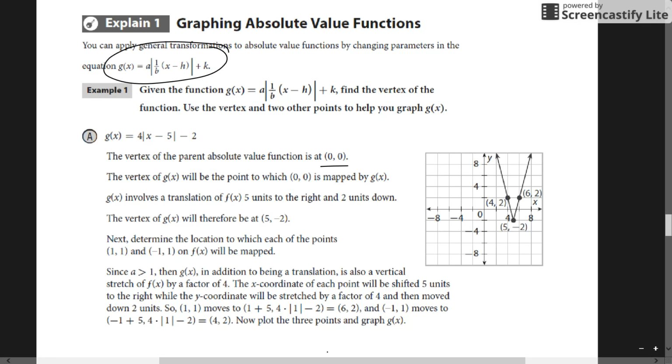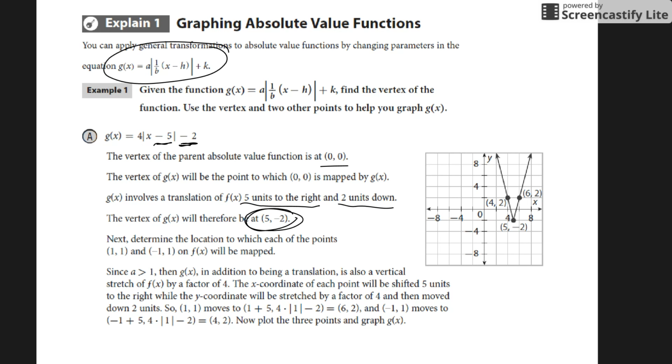Now I'm going to look at my equation here because it's telling me how the graph is moving. Since we have that -5 inside the absolute value, that's telling us we've got a translation of 5 units to the right. Remember that the horizontal movement is kind of opposite of what we'd think. So that -5 is telling us we're moving to the right. And then the -2 outside the absolute value is telling us we're moving 2 units down. So if our vertex was originally at 0, 0, we're moving it 5 to the right and 2 down. So our new vertex would be here at 5, -2. You can see that in the graph.